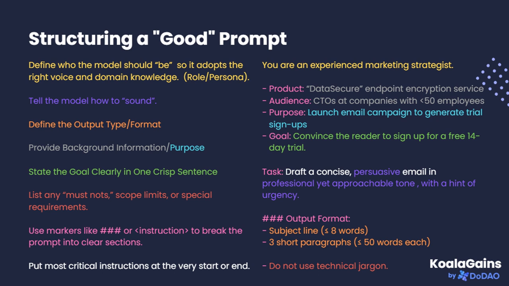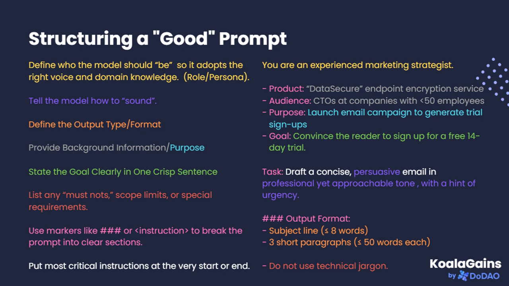After that, give it background information. What is the product, who is the audience, and what is the purpose? In the blue, we tell what is our product. It is a data secure endpoint encryption service. We tell it about our audience and the purpose of this prompt and the output.